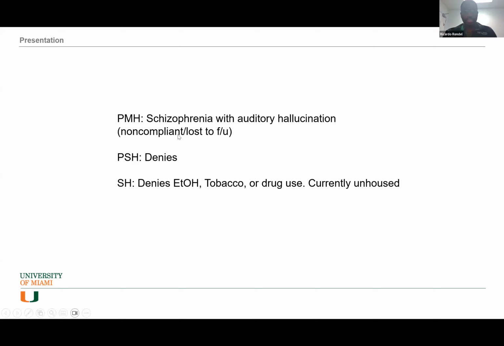His past medical history was significant for schizophrenia. He was actively having auditory hallucinations. He was either lost to follow-up or non-compliant. It was kind of unclear in his history as to why he was not being medicated for this. But other than that, no other major issues. This is the X-ray that we obtained in the resuscitation bay. The paper clips kind of denote where the two penetrating wounds are.